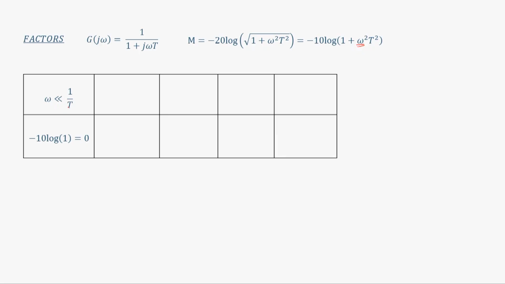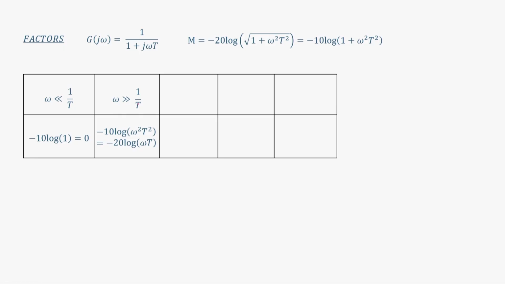Here is the approximation. Suppose omega is much lesser than 1 by T. Remember, what is 1 by T? 1 by T is p. So, if the frequency omega is much less than the pole, so this was j omega by p, remember, omega is much lesser than p. If the frequency that you are applying is much lesser than the pole, then what will happen? This means that omega T will be much less than 1. And if omega T is much less than 1, then I can actually neglect this term. So, I will be left with minus 10 log of 1, which is 0. Again, we are doing an approximation here.